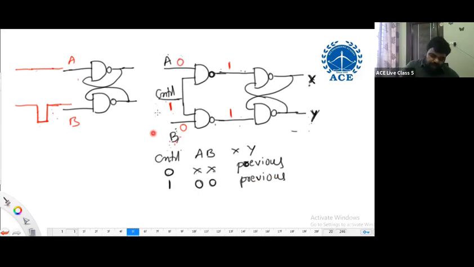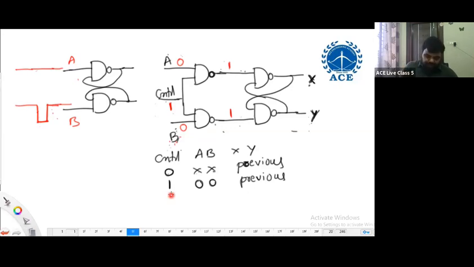Once again, whenever it is enabled and you are applying 0, 0, here it is 1, 1 only. Once again, XY are the previous values only. Hold on, every question will be cleared.